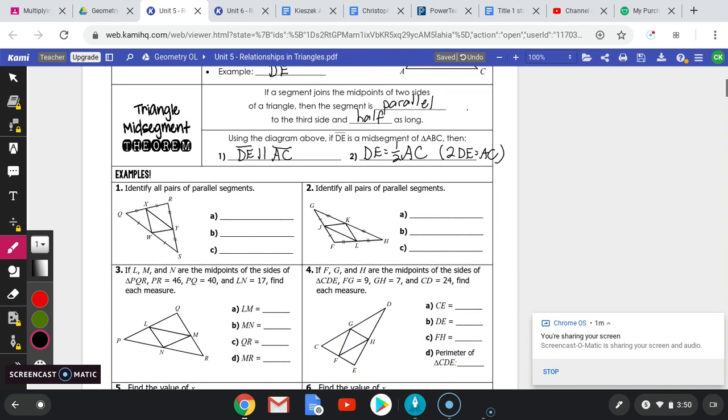All right. So with number one here, identify all pairs of parallel segments. So here, let's say we have XY. XY would be parallel to what in this triangle? It would be parallel to QS. How about XW? What would that be parallel to? RS. And then what would WY be parallel to? QR. Okay. Number two is the same concept.